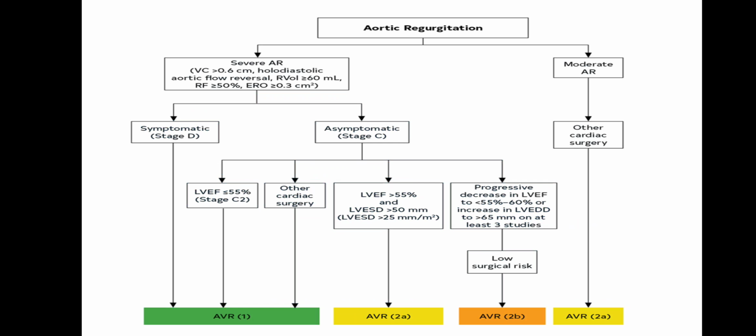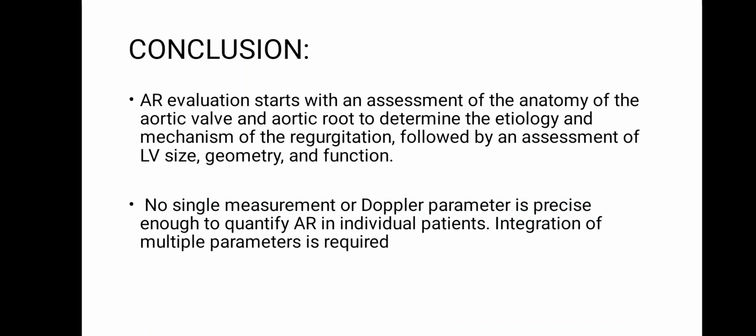And if the patient is asymptomatic and stage C, but there is progressive decrease in ejection fraction to less than 55 to 60, or increase in LV end diastolic diameter to greater than 65 on at least 3 studies, and the surgical risk is low, then the patient is a candidate for aortic valve replacement, class 2B. Coming to moderate AR, with other cardiac surgery, AVR is a class 2A indication.